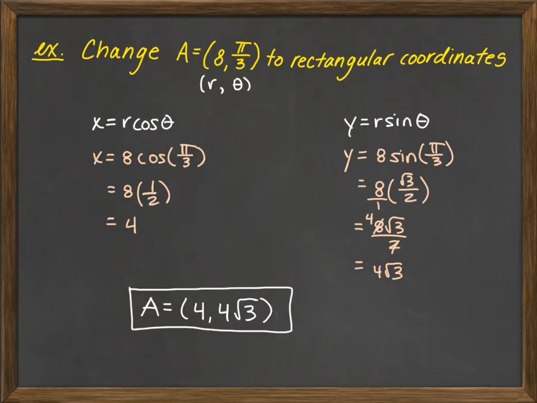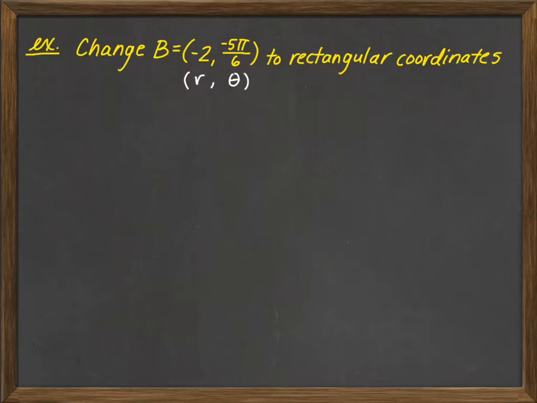Let's look at another example. Here we want to change the point B equals (-2, -5π/6) to rectangular coordinates. So how do we do that? Well, we once again remember the relationship between x and y and r and theta. We have that x is equal to r cosine of theta and y is equal to r sine of theta.